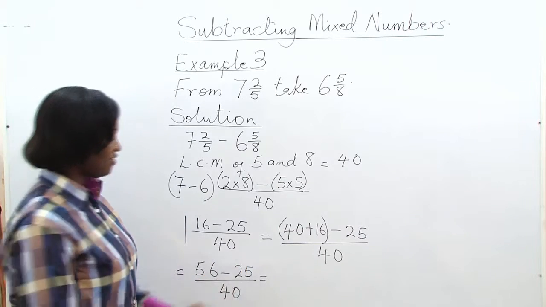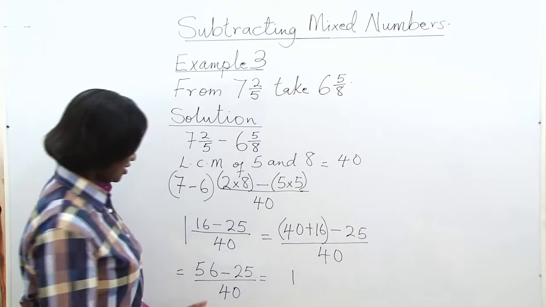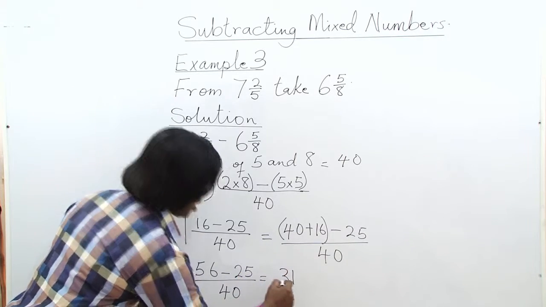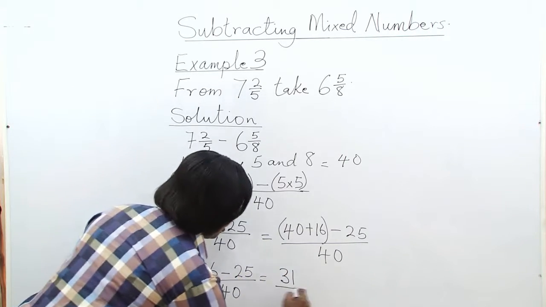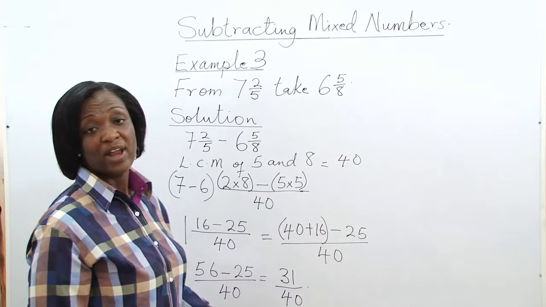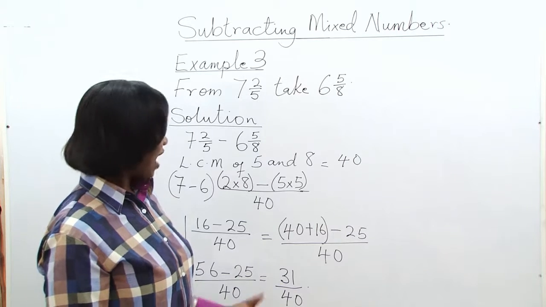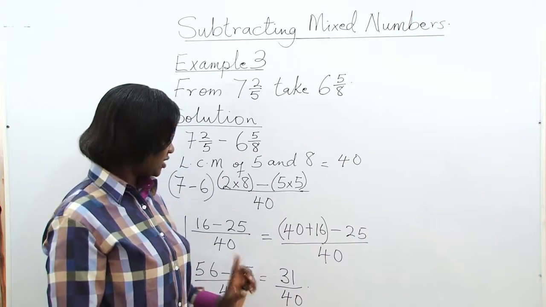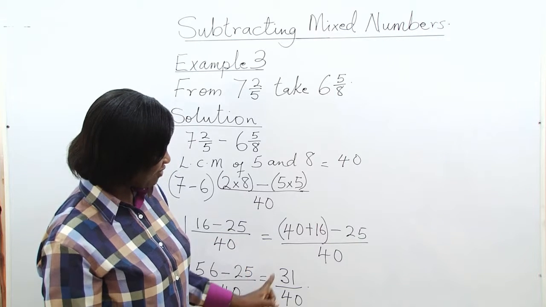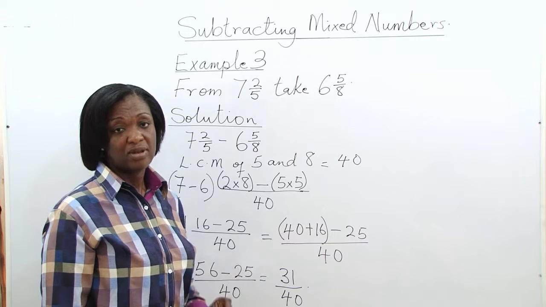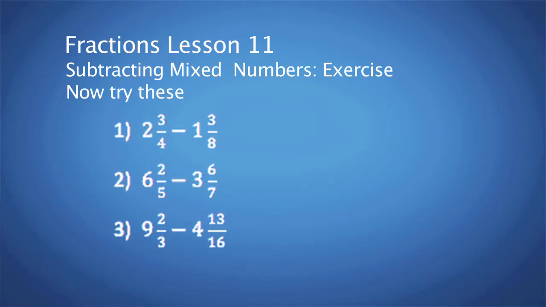6 take away 5 is 1. 56 take away 25 is 31 over 40. So our answer is 1 whole number, 31 over 40. And this fraction is in its lowest term because there is no number that can divide 31 and 40 without a remainder. Having learned all that we've done today, we've learned how to subtract mixed numbers.